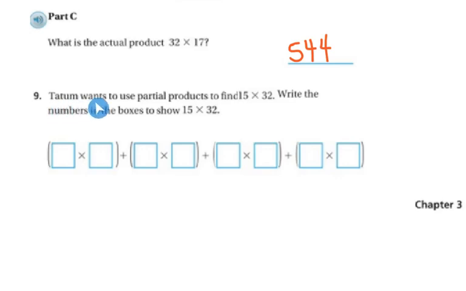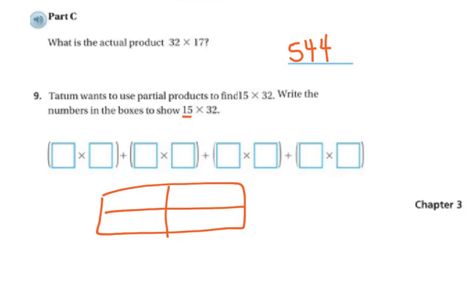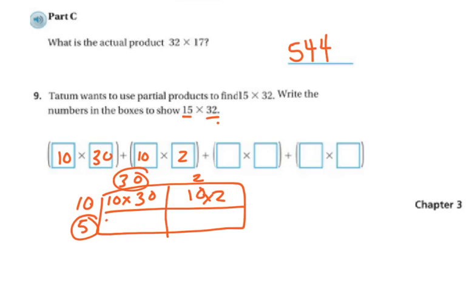All right, Tatum wants to use partial products to find 15 times 32. Write the numbers in the box to show 15 times 32. Well, for me, it's kind of easier to draw it out and then do it. So we've got 15, so we're going to take 10 and 5, and then we've got 32, so 30 and 2. So in this box, we're going to have 10 times 30, so I'm going to write that, 10 times 30, plus, in this box, we've got 10 times 2, so 10 times 2. In this box, we've got 5 times 30, so 5 times 30.